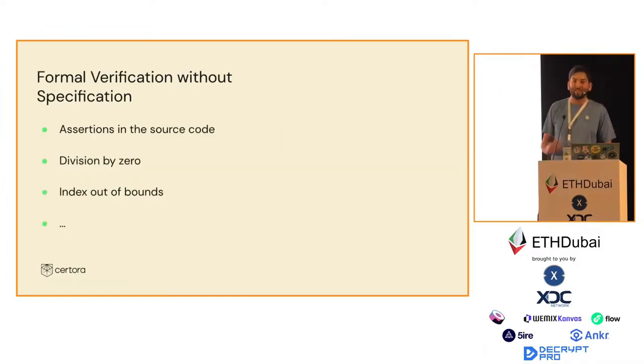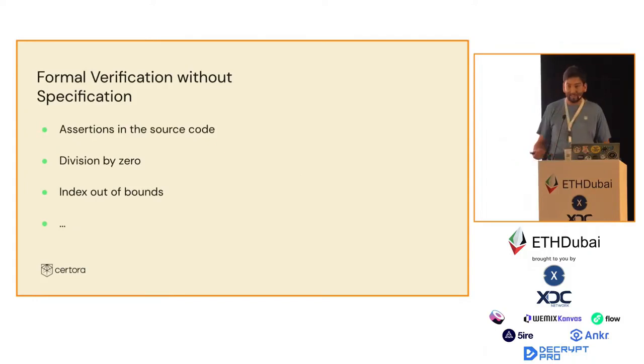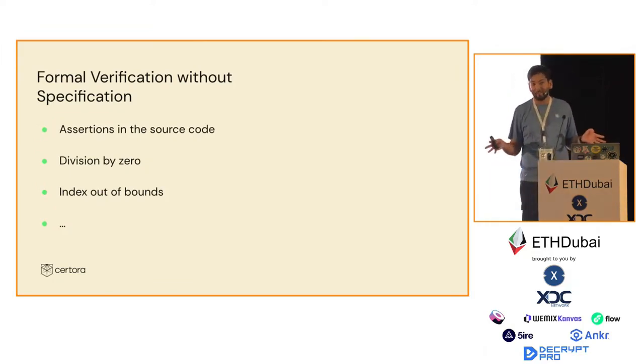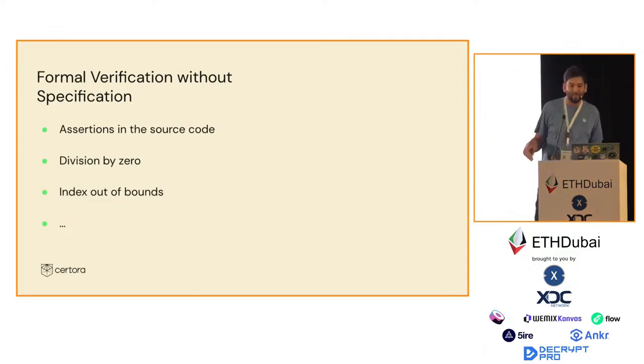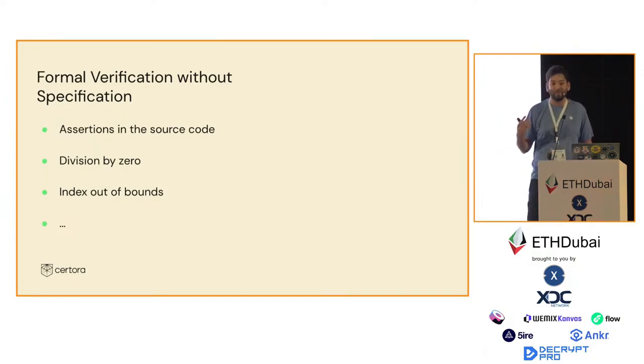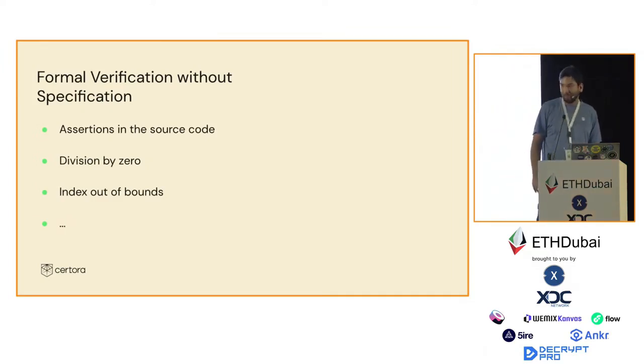So we see that writing specifications is a drag. It's not easy, it's hard, it takes time, it costs money. Can we enjoy some of the benefits without writing specifications? So one thing that basically all formal verification provers come out of the box with is the ability to check that some bad reverts in your code don't happen. This could be reverts due to assertions in the code, division by zero, index out of bounds, and all kinds of other things, which is nice, but very, very limited.